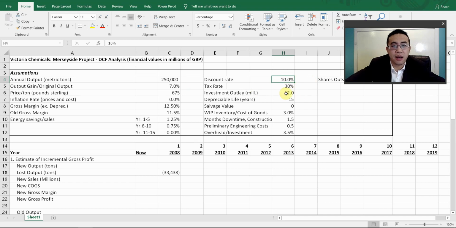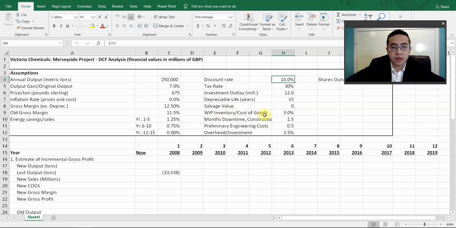And you also have an investment outlay. That's 12 million pounds. The 12 million pounds basically is telling us that's the initial investment for buying the new machine. And the salvage value will be 0. So if you get rid of the old machine, you will get nothing. And also, after 15 years from now on, you will wear out the new machine, and still you get a 0 salvage value.